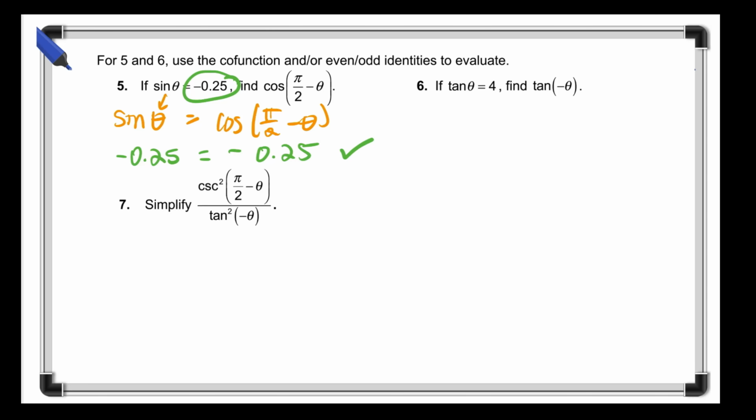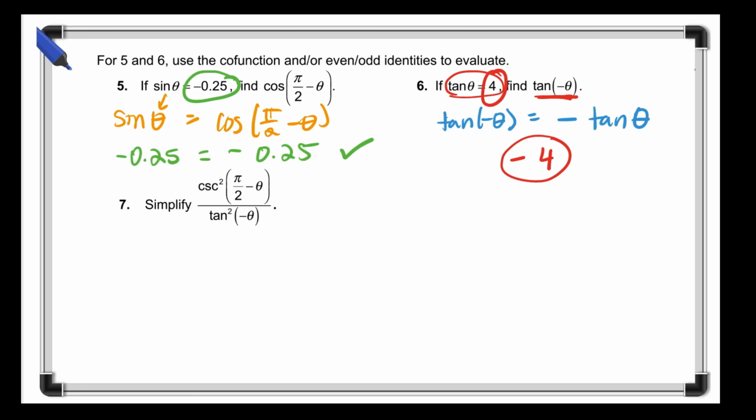If I look at question number 6, I'm going to look at my even odd identities. I'm going to look at the one that says tangent. I have my tangent identity in my odd column there. So the tan of negative theta has to equal negative tan of theta. Let's compare what we have. If I know that the tan of theta equals a positive 4, then when I want to find tan of negative theta, I'm just going to have a negative 4.